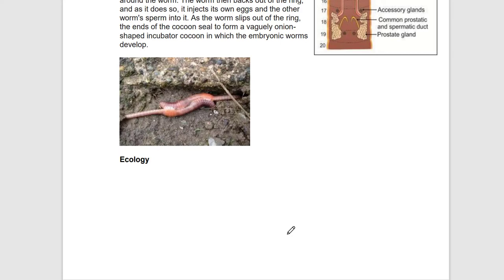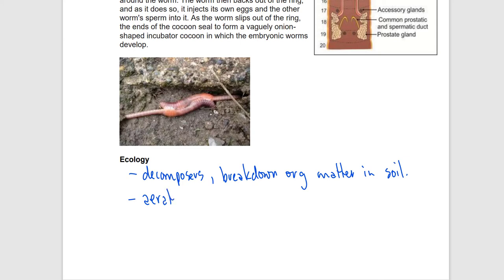and the little worm grows. Ecology, well, massive roles ecologically, including, of course, they are decomposers, right? So they break down organic matter in the soil, right? They also aerate the soil. So this allows passage of gas, oxygen and nitrogen within soil.